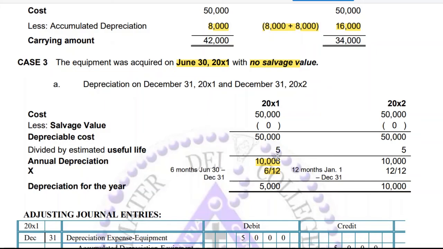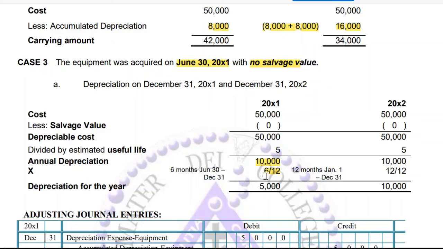Ma'am, what if napalit siya pag March 1? So, kung March 1 na siya, so you count from March until December. So, that's March, April, May, June, July, August, September, October, November, December. So, that's 10 months. So, 10 over 12 ang ato ang fraction. So, depende na siya kano sa napalit.